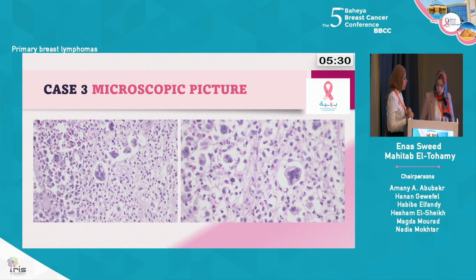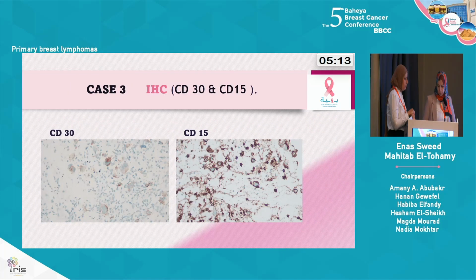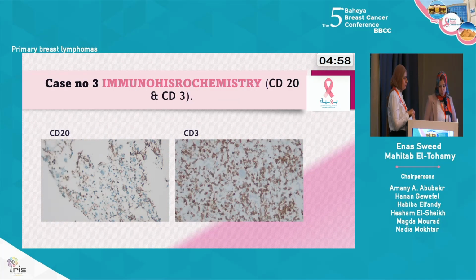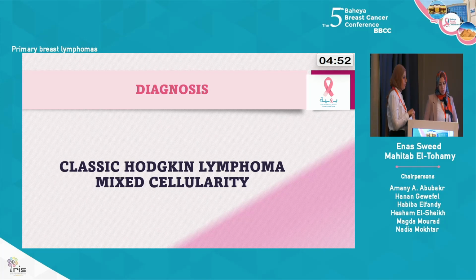Both biopsies showed the same picture of a polymorphic infiltrate of scattered large mono-, binucleated and multinucleated cells having prominent eosinophilic nucleoli and admixed with an inflammatory background. Markers revealed positive reaction of the large cells for CD30 and CD15. MUM1 also showed positive nuclear reaction in tumor cells. EMA was negative. CD20 was negative, but CD3 stained the reactive background T lymphocytes. The diagnosis was classic Hodgkin lymphoma, mixed cellularity.